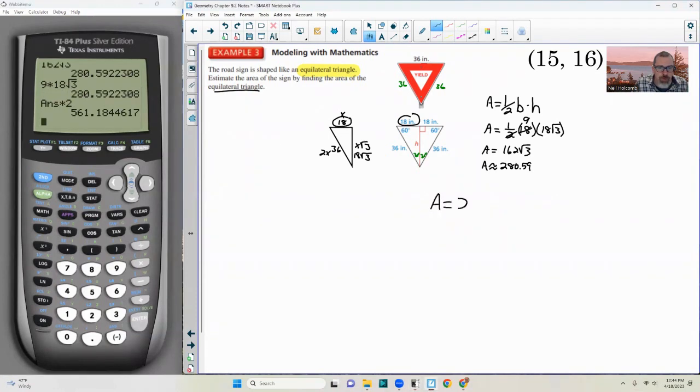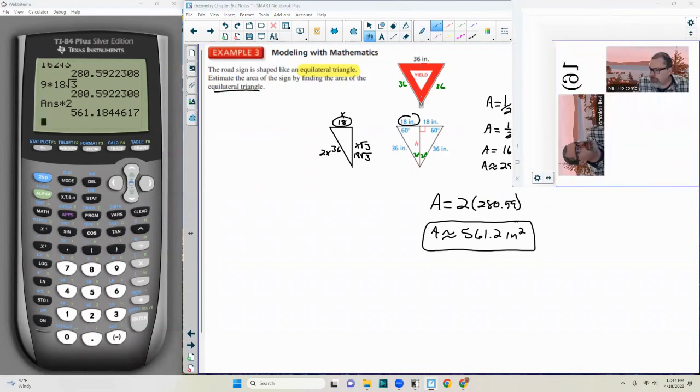equals 2 times 280.59, which is approximately 561.2 inches squared. Okay, so there is an approximation out to the nearest tenth. It didn't say what to round to, but I just did it to the tenth. So that's how you use special right triangles to answer real life type questions. Now you should be able to do problem numbers 15 and 16 in your exercises.